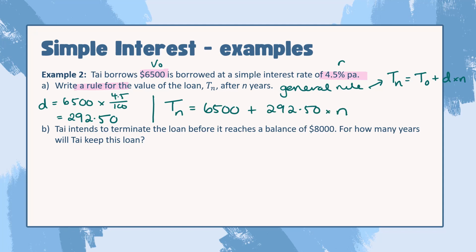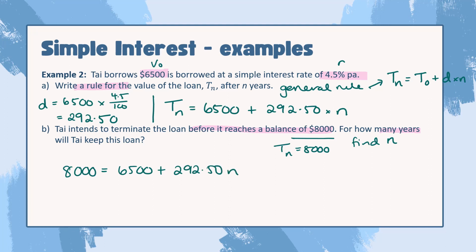Ty intends to terminate the loan before it reaches a balance of $8,000. How many years will Ty be able to keep this loan? So here we want to know how long, so we need to find N, given that the balance cannot go over $8,000. So we set that as our value, and we can use our general rule from part A to solve for N. We're going to say $8,000 is equal to 6,500 plus 292.50 times N, and we get a value of N equals 5.12.